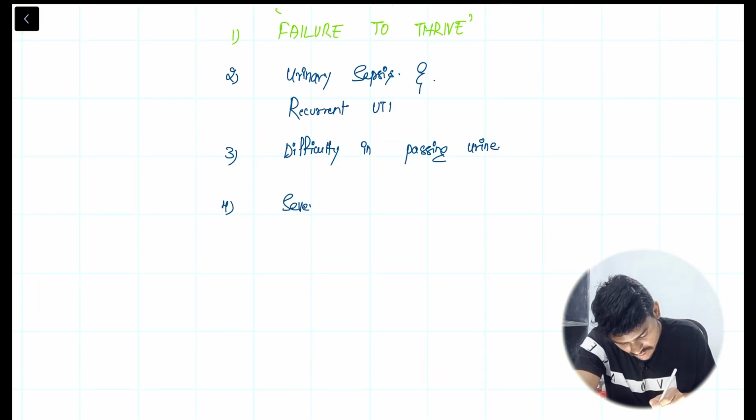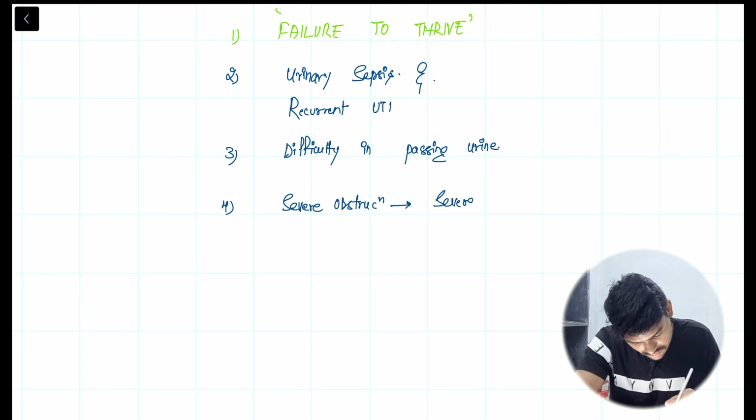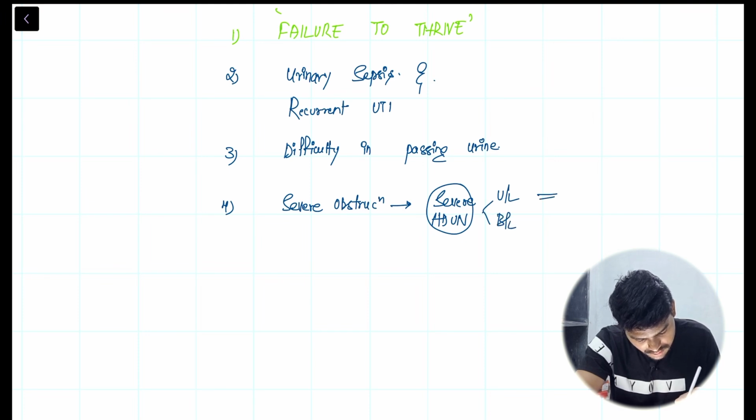In cases of severe obstruction due to PUV, as we have discussed already, there will be hydroureteronephrosis, which is so severe that it can be presented as an abdominal mass. That severe obstruction will lead to severe HDUN, which might be unilateral or bilateral, and this might be presenting as an abdominal mass.